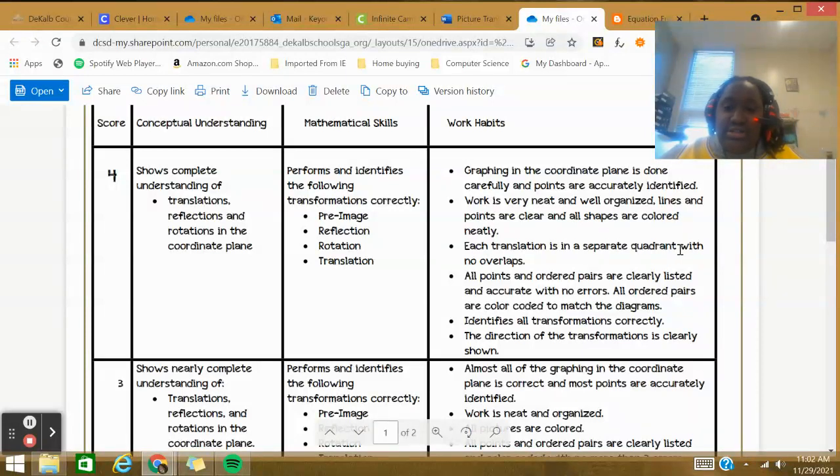Each translation in a separate quadrant with no overlaps. Okay, so please make sure you pay attention to that. No overlaps. All points and order pairs are clearly listed and accurate with no errors. And again, this is to get 100. Okay, and all order pairs are color coded to match the diagram. Identify all transformations correctly, and the directions of the transformation is clearly shown. So to get a 100, these are the criteria.